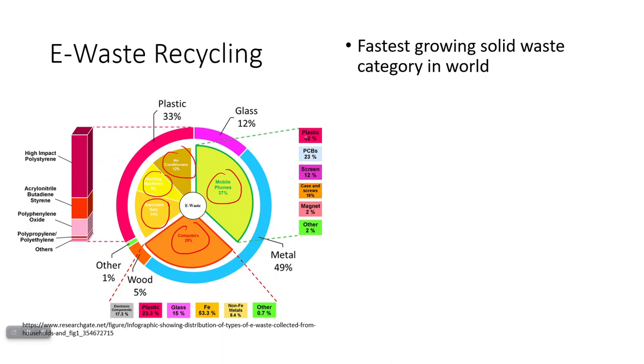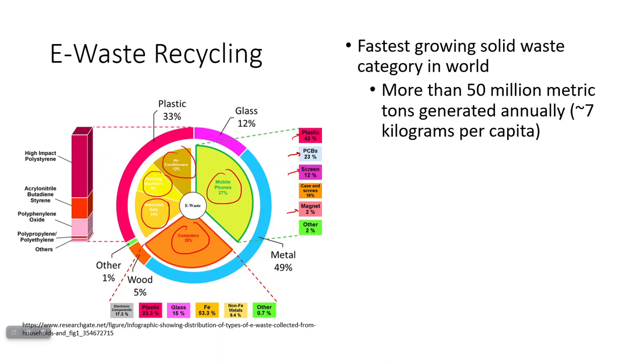And what you're seeing here is basically the components. So, for example, for mobile phones, about 42% of that is plastic, 23% of that is PCBs, those polychlorinated biphenyls, 12% is the screens, 2% is made of magnets. So, these are all the materials that, if you recycle or try to salvage, you can try to recover from e-waste.